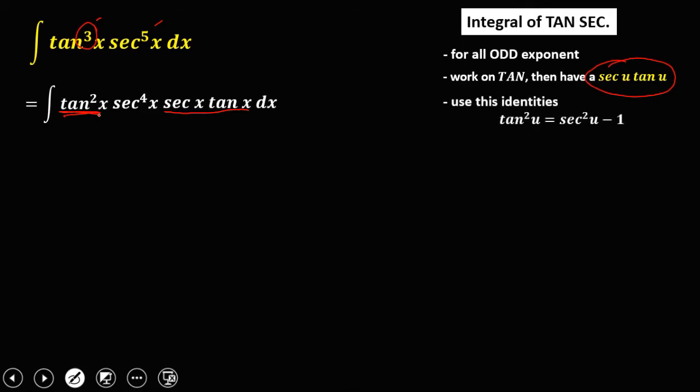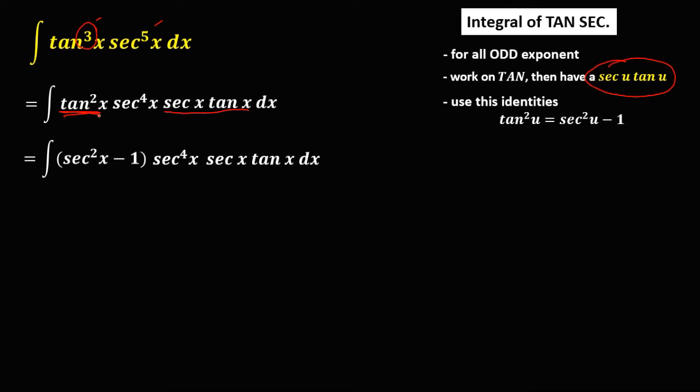So since we have this identity that tangent squared u is equal to secant squared u minus 1, this tangent squared x becomes secant squared x minus 1. Then bring down the secant to the power 4x and the secant x tangent x dx. Then integrate every term by distributing this to every term.